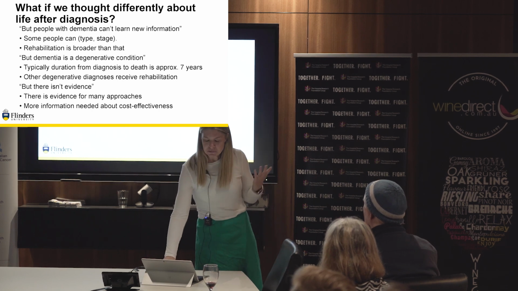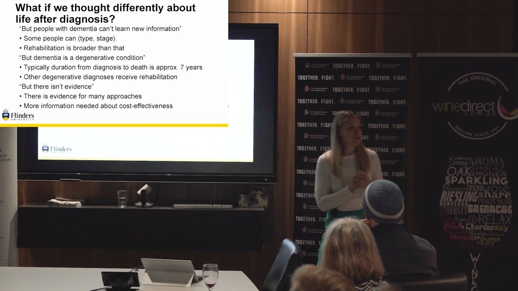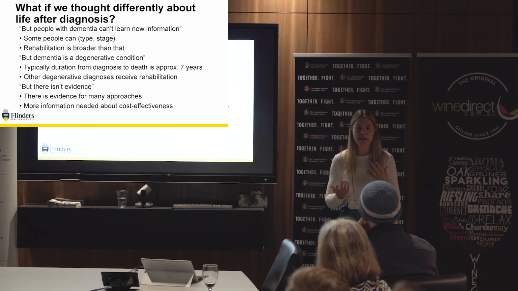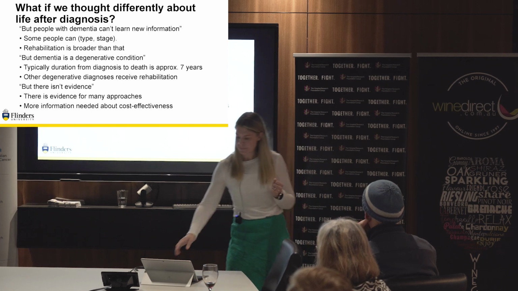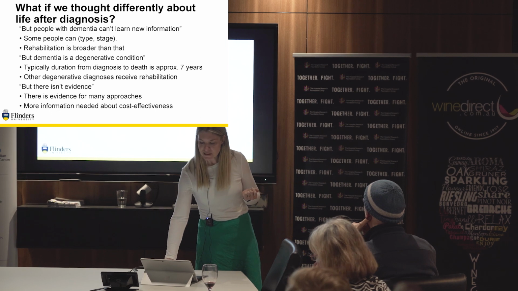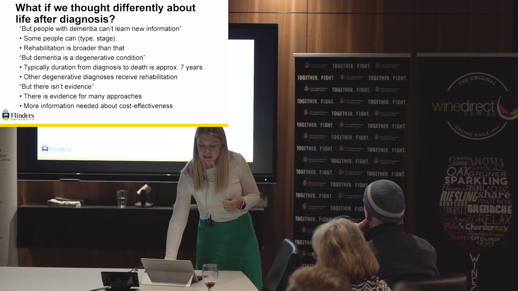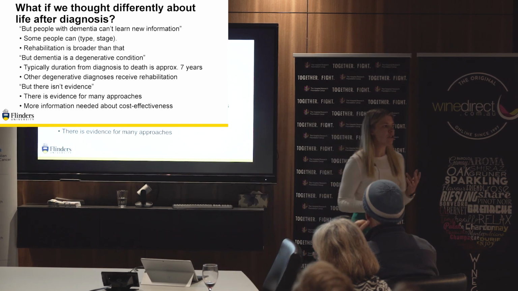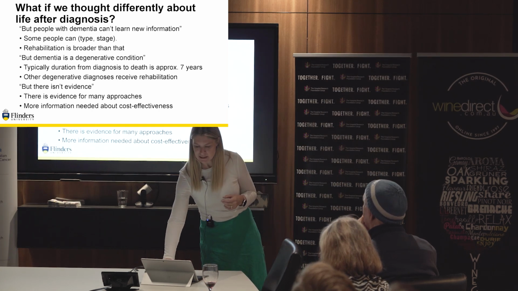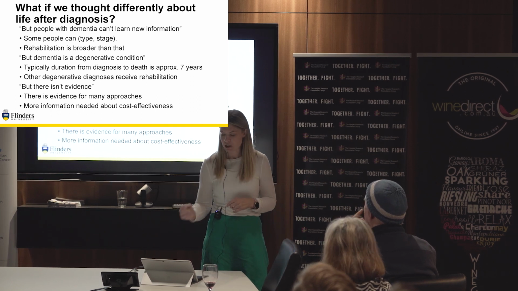A lot of people say, well, dementia is a degenerative condition. But as I said, typically the duration from diagnosis to death is around 7 years. So we do have a long time to work with people to really optimise their quality of life. And we know that other people with other degenerative diagnoses receive rehabilitation, so there should be equity in that as well. And people say, oh, but there isn't evidence, there's nothing you can do. But actually there is evidence for many of the treatment approaches after dementia, and I'll talk about some of them today.